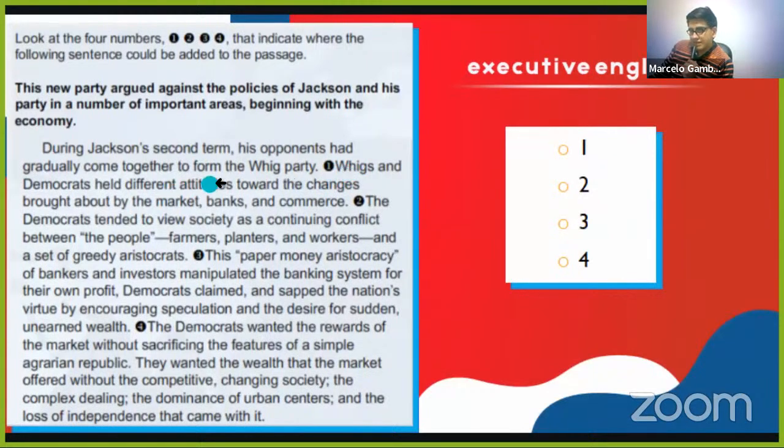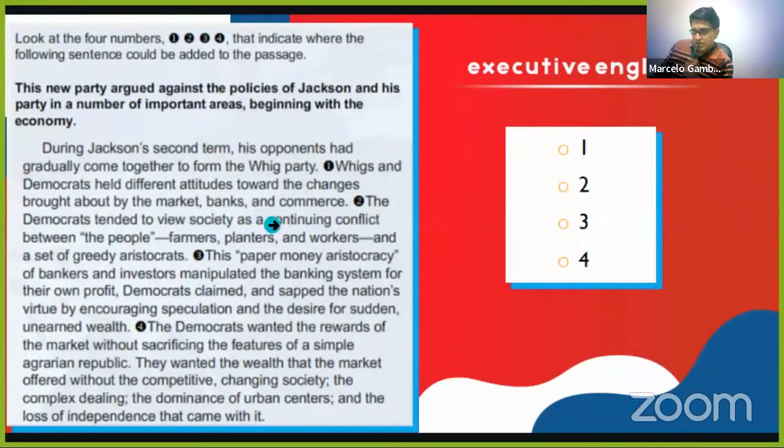Whigs and Democrats held different attitudes towards the changes brought about by the market, banks, and commerce. So if you put this sentence in number 2, what party are you talking about? Whigs or Democrats? If you really think about it, it doesn't make any sense, because you start talking about 2 parties and their differences, and then you talk about a new party. Which of them is the new party? They're not talking about a party. They're talking about some positions of each party. So it's not 2.